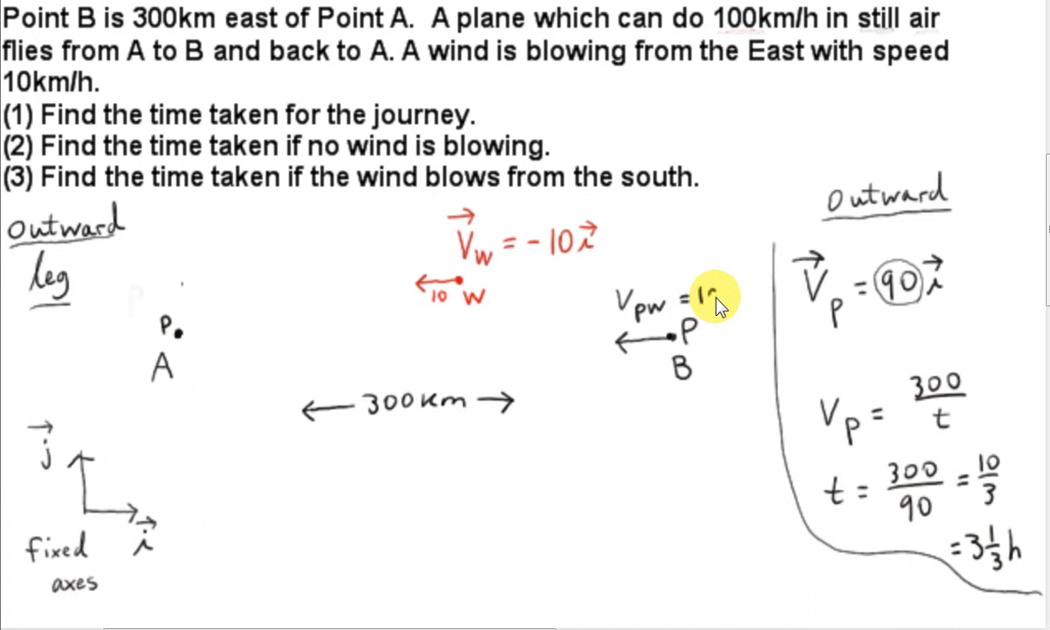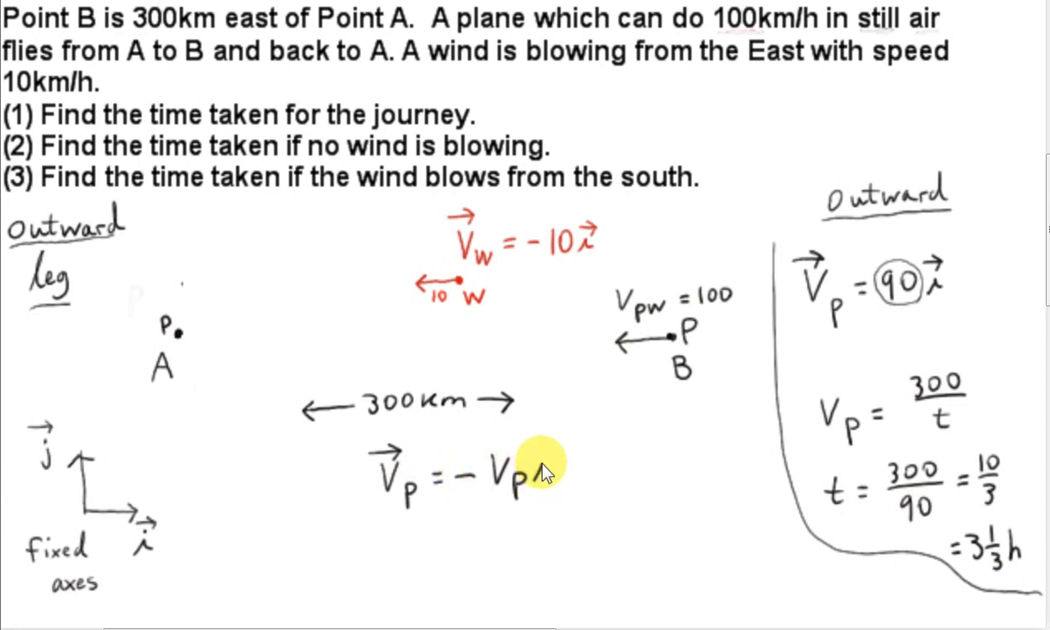So this should be 100. So we are assuming that for the entire journey, the speed of the plane relative to point W is 100. Now, since the plane is moving from point B to point A, we know the direction of vector Vp. It's in the minus i direction.